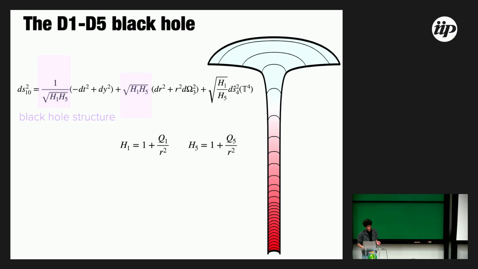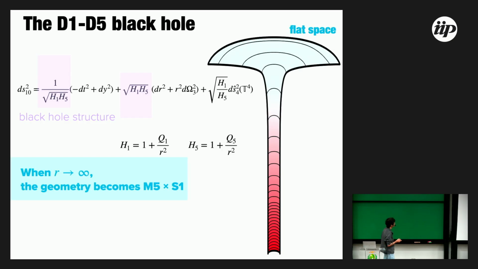If you take limits of this solution, first you can take R going to infinity. R is kind of a radial direction because it combines with the sphere like this. If you take R to infinity, H1 and H5 both become 1. This vanishes, and these are trivial, and this is just flat space with some identifications of the circle and the torus, but it's flat space. It has no curvature. So very far from R equal to 0, you are in kind of Minkowski space, with some identifications and with many dimensions.